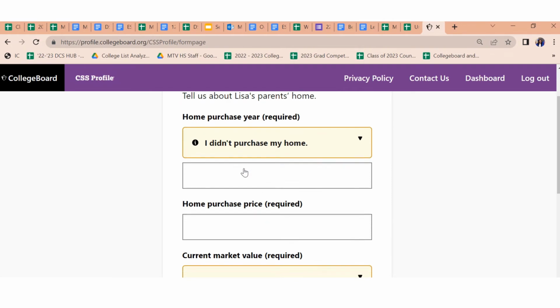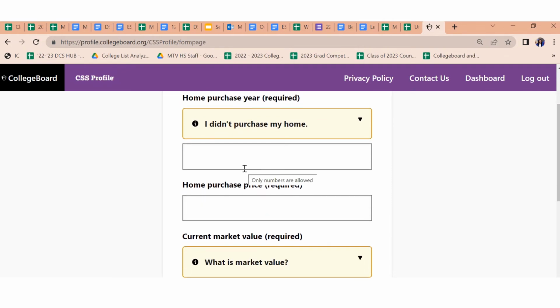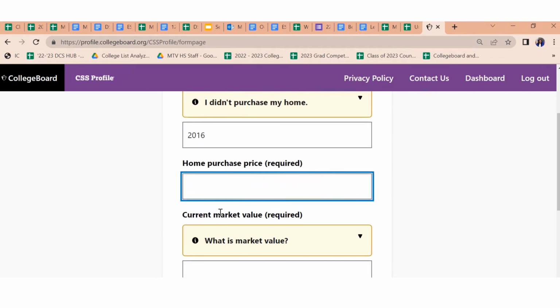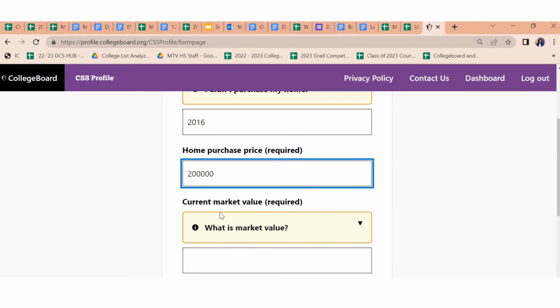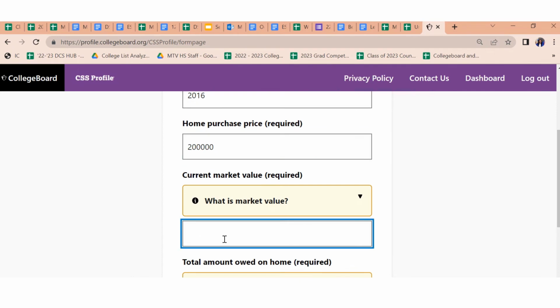And then it's going to ask the year that you purchased your home. And again, this is required. So please look at your mortgage information and enter that here. So we'll just say this home was purchased in 2016. You'll enter the price that you purchased the home for. Again, that should be included on your mortgage. And then you're going to look up the current market value of your home.